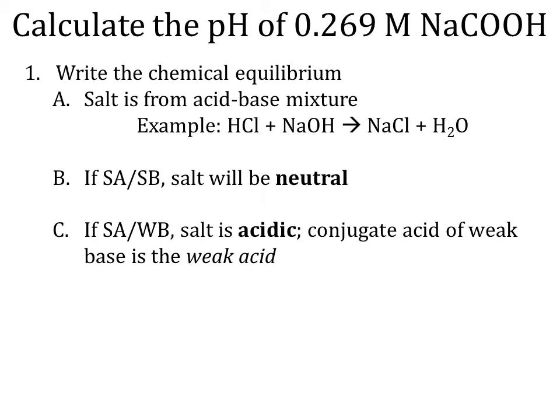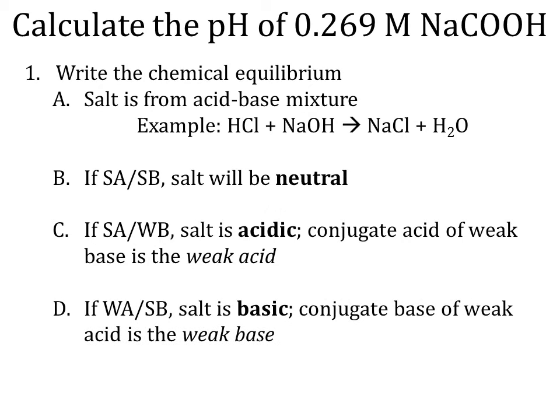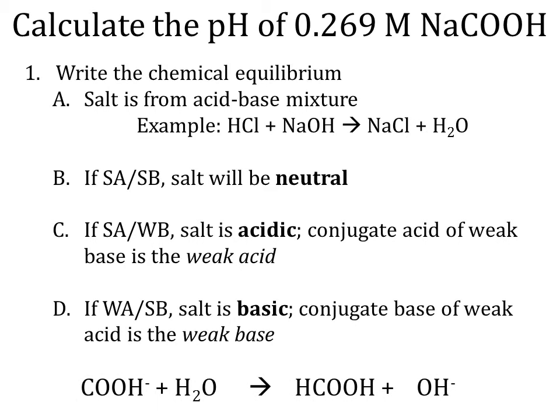However, if we mix a strong acid with a weak base, the salt will be acidic. The conjugate acid of the weak base is the weak acid. On the other hand, if we mix a weak acid with a strong base, the salt will be basic. The conjugate base of the weak acid is the weak base. In our problem, with sodium formate, we have mixed a strong base with a weak acid. Therefore, the conjugate base of the weak acid acts as the weak base.